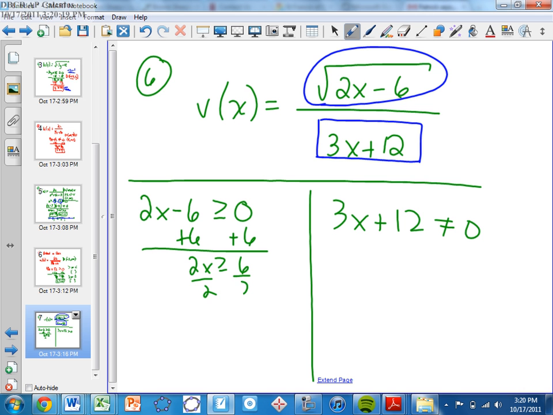X equals 3. Be careful. Negative 3. No, you're still right, but be careful with your words. Oh, greater than or equal to 3. Very good, Karen.